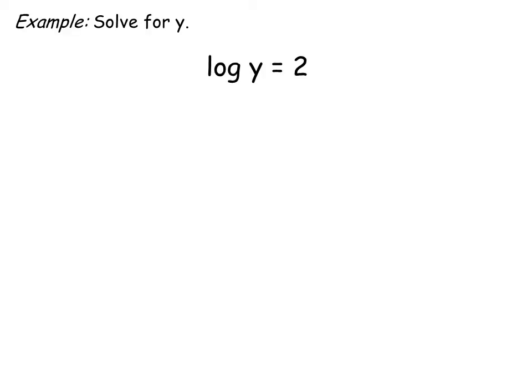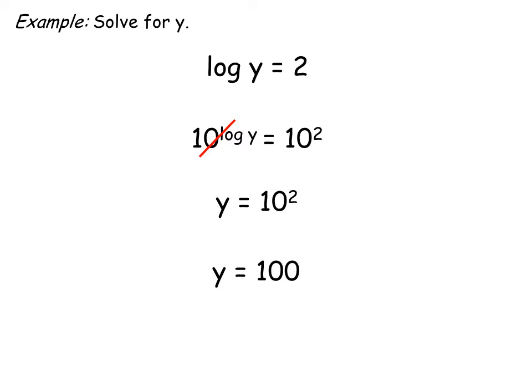In this problem, we want to solve for y. Notice that y is part of the log base 10. Because there's no number there, we know it is log base 10. So to cancel out the log, we have to take the inverse. We saw that the inverse of log base 10 is to raise everything to the 10th power. So we're going to raise both sides to the 10th power. The 10 and the log cancel out, leaving you with y. And then we have 10 squared. So y equals 100.